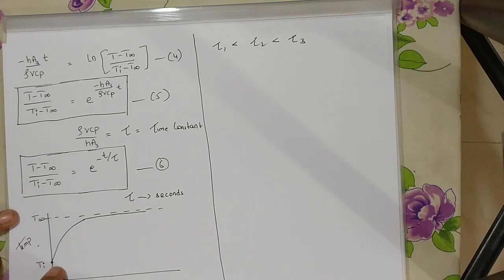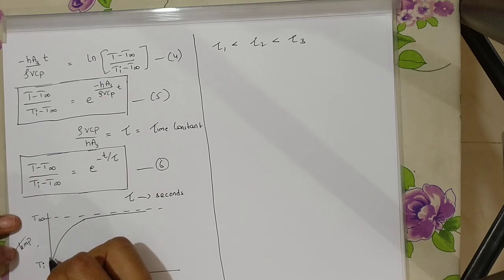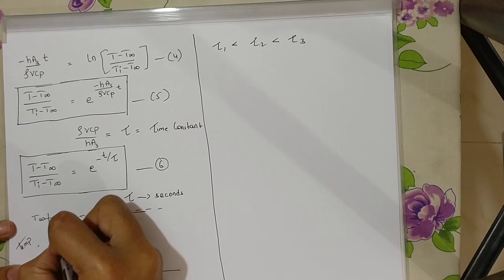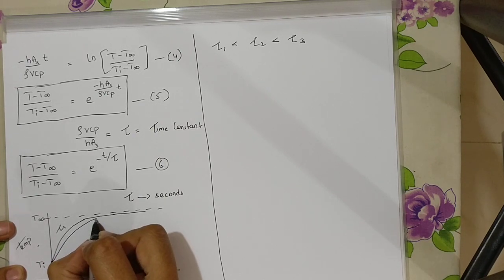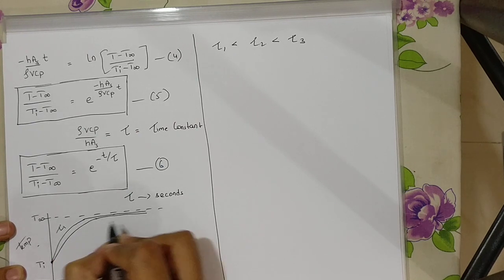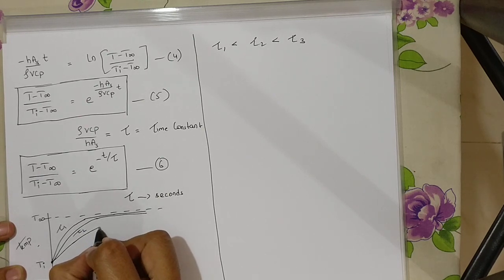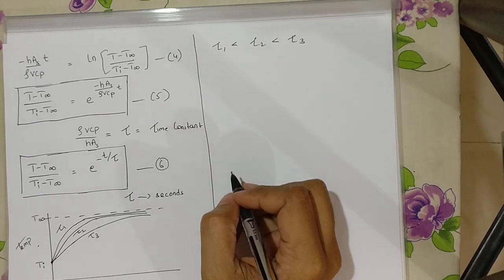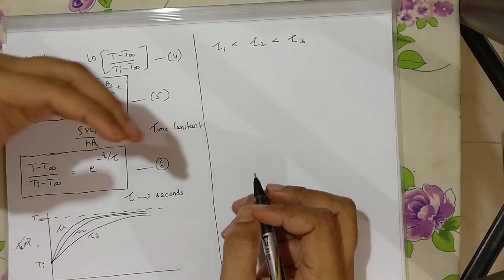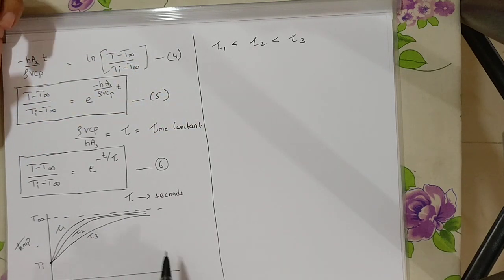So the body is getting heated up with time, but it cannot go beyond the environment temperature, right? And this is for tau 1. Let us take tau 2 for the second body, and tau 3 for the third body. If you notice, all the bodies are coming to temperature T infinity because that is the environment temperature. It becomes an asymptote here.